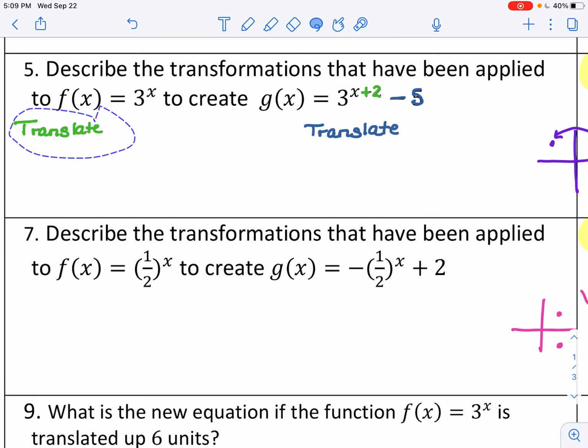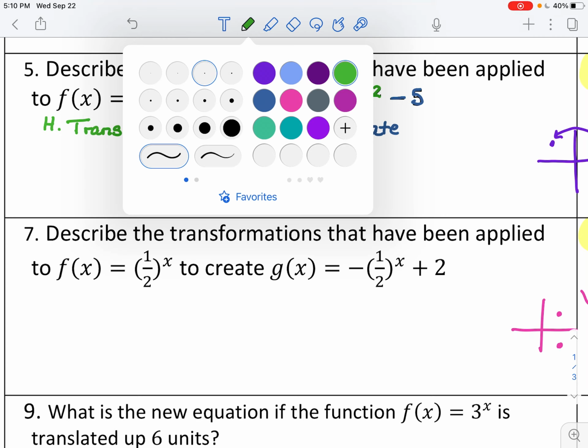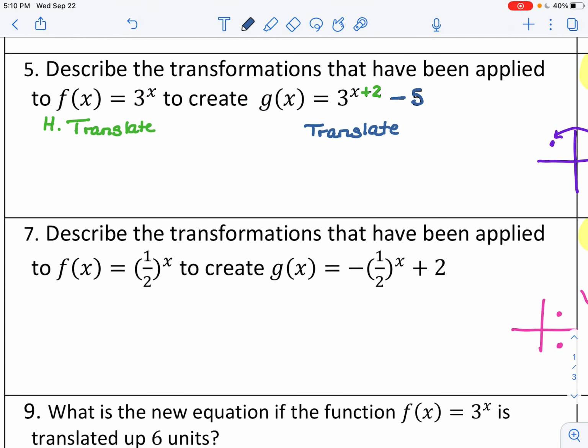So that 2 is being added to the x. When you add to the x, you're changing your x values. This will be a horizontal translation. The 5 is not being added to the x. I see it written later. So 3 to the x plus 2, and after that, subtract 5. So the x values are not having 5 subtracted. The y values are. This is a vertical translation.